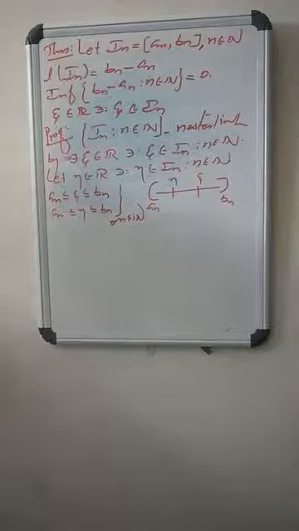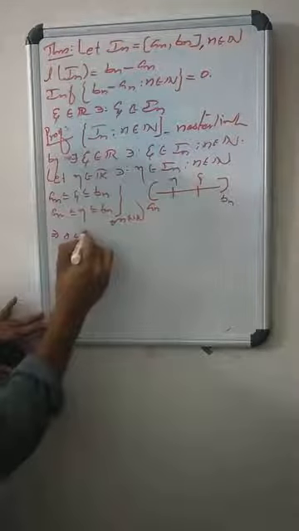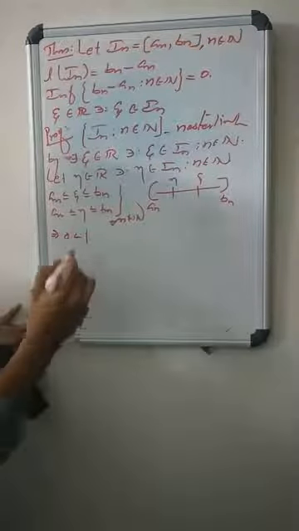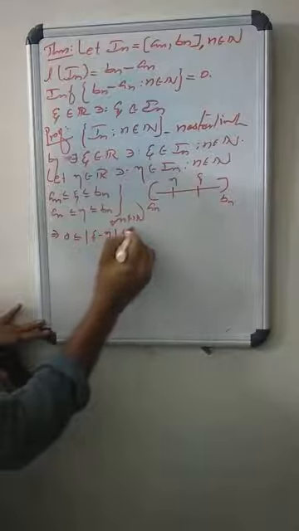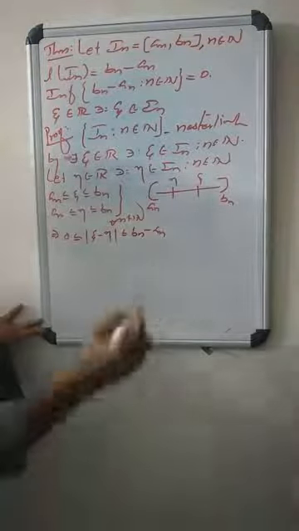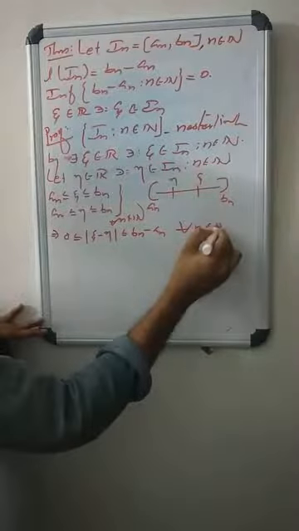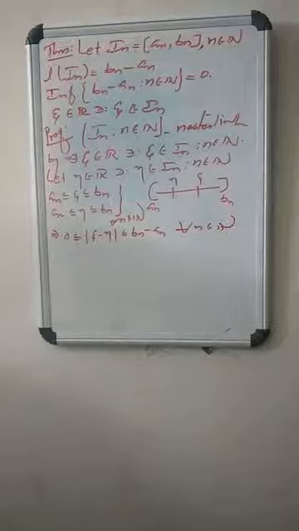That means 0 is less than or equal to the modulus of zeta minus eta, which is less than or equal to b_n minus a_n, for all n in N. So 0 is less than or equal to the modulus of zeta minus eta, less than or equal to b_n minus a_n, for all n in N.